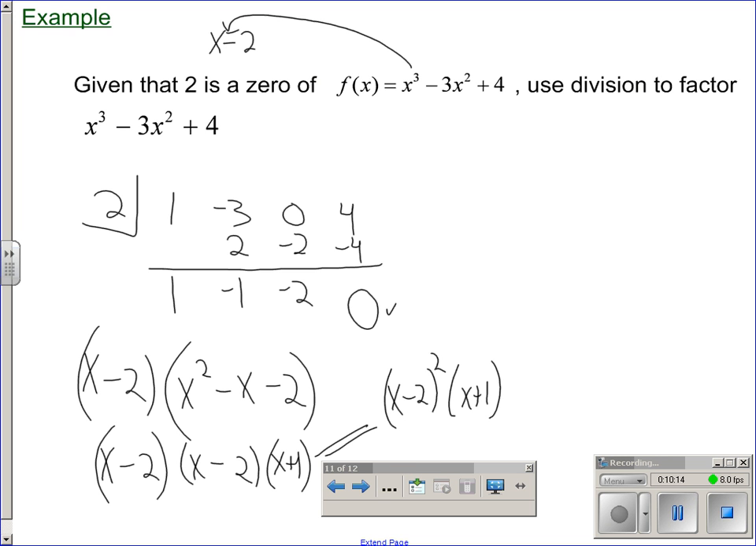All right, we just used the synthetic division process to help factor. Given that 2 is a 0, x minus 2 is going to be a factor, and so we use the synthetic division process to give us the other factor. And then we factored that a little bit more, and now we've got the whole thing factored. So that's it for synthetic division.